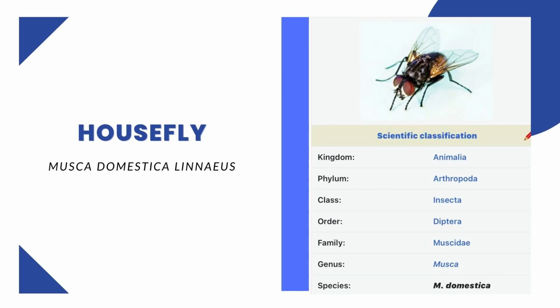As we see here, the housefly, Musca domestica Linnaeus, is from kingdom Animalia, phylum Arthropoda, class Insecta, order Diptera, family Muscidae, genus Musca, and species Musca domestica.